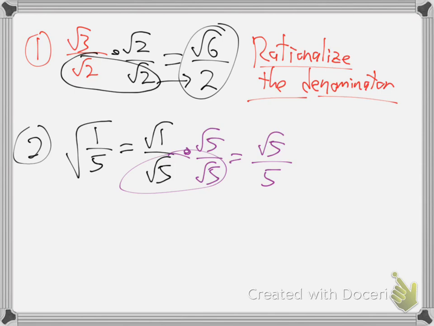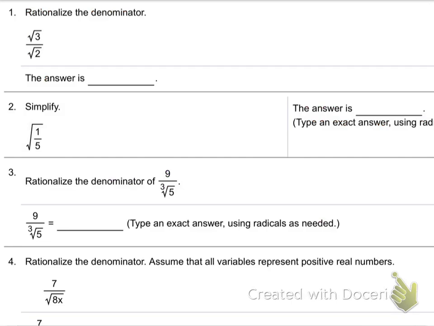Good so far? So whatever root you have on the bottom, you just multiply top and bottom by that root. That gets rid of it. Try number 3. Oh, but it's going to get more tricky. Okay, so let's try that one.